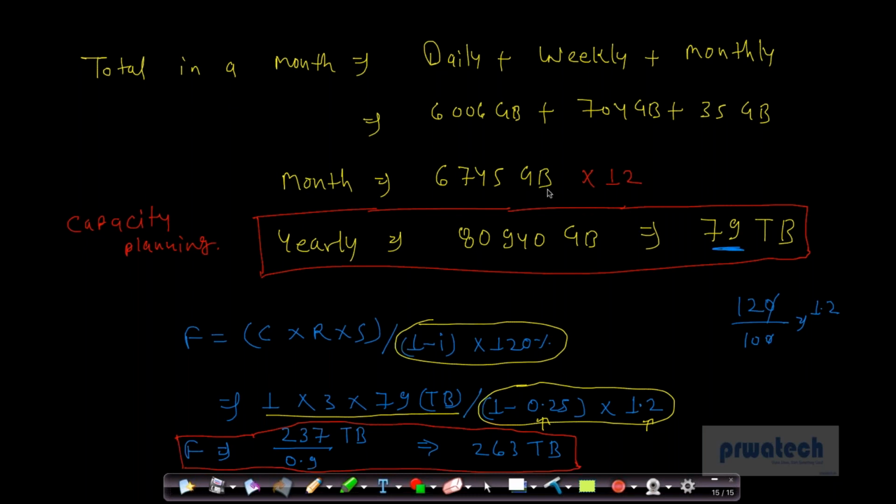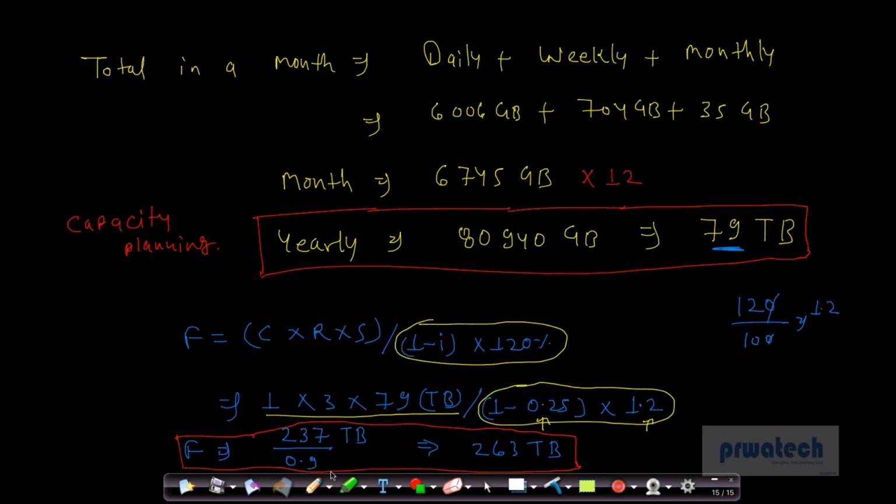But why is it less than total size? 79 into 3, that's the same thing. 237 I have multiplied and got that value. If you do 79 into 3, you get 237 only. It's a simple calculation actually. I'm just multiplying 79 into 3 and this lower side value. Nothing fancy.